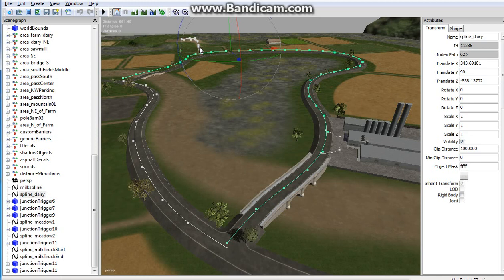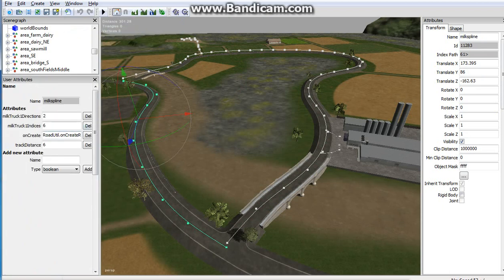0, 1, 2, 3, 4, counting metal one twice, 5, this is the second count on the spline dairy, which is number 5. Then you move on to the milk spline, which I renamed here. It's just plain spline in the other file. This has user attributes also. Milk truck index, milk truck direction. I'm not really too clear on why this is a 2 here now. Because he hasn't used this road before. But if it works for them, I'm not going to argue with them. And this is number 6.